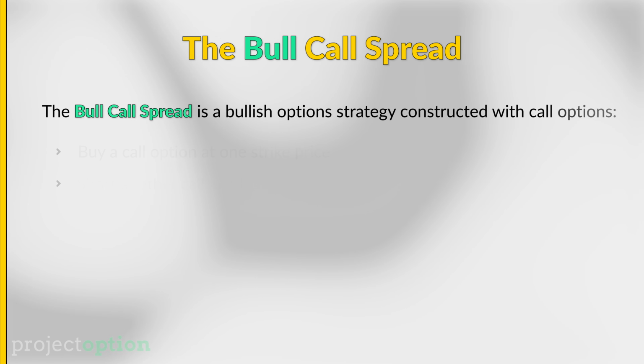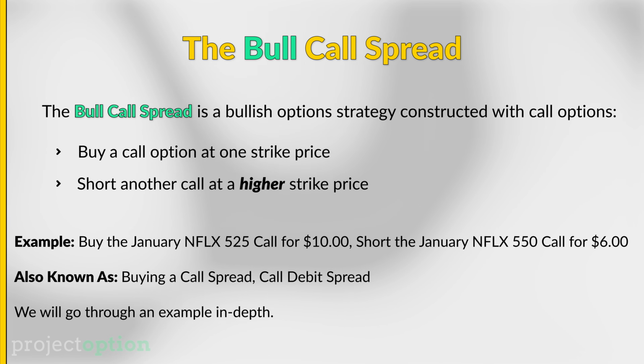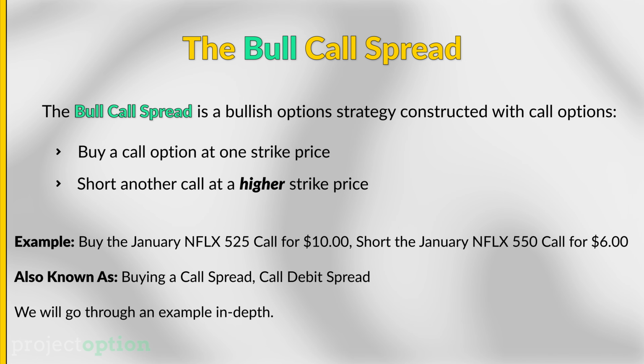The first of the 4 vertical spread strategies we will cover today is called the bull call spread. Now, as the name suggests, the bull call spread is a bullish options trading strategy that is constructed using call options. The bull call spread is constructed by purchasing a call option at one strike price and simultaneously shorting another call option at a higher strike price.